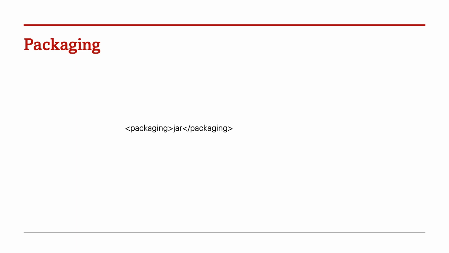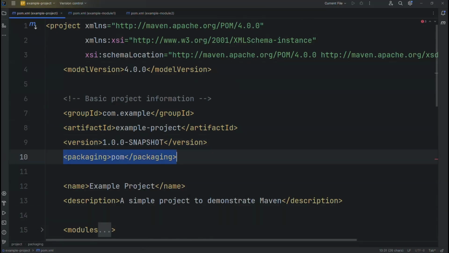Packaging. The packaging element in a Maven pom.xml file specifies the type of artifact that the project produces when it is built. It defines the format in which the project's compiled code and resources are packaged. The packaging type determines how the artifact will be generated and treated by Maven during the build process. Common values include jar, war, and pom. If we specify the value of packaging as jar, then it produces a jar file containing compiled code and resources. This is the default packaging type for Java projects.